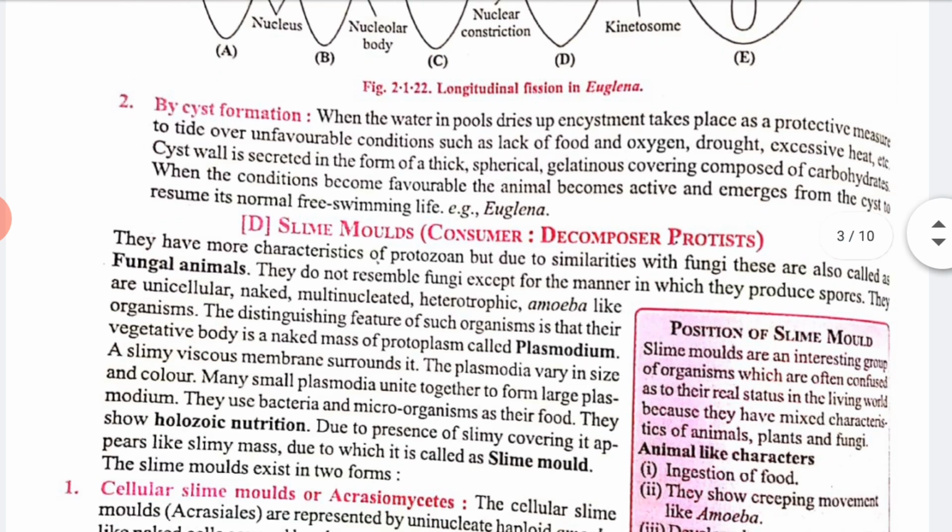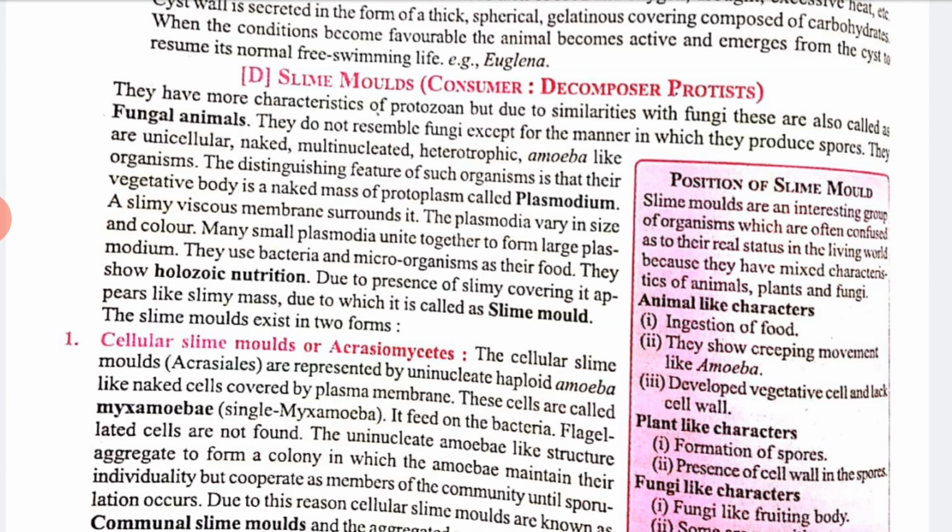Now next we have slime mold. Let us know about slime mold. They have more characteristics of protozoans, but due to similarities with fungi, they are also called fungus-animals. The distinguishing feature of such organisms is that the vegetative body is a naked mass of protoplasm called plasmodium. A slimy, viscous membrane surrounds it, and they use bacteria and microorganisms as their food, showing holozoic nutrition.